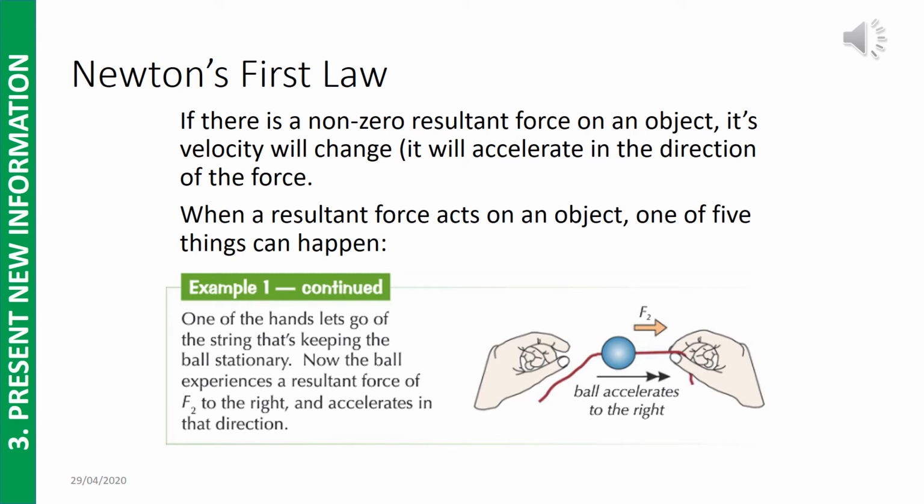So looking at this example, which is example 1 continued, if one of the hands lets go of the string, then the only force acting on the ball is the force coming from the right-hand hand, which is F2. This will then cause the ball to accelerate in that direction. The forces are no longer balanced.